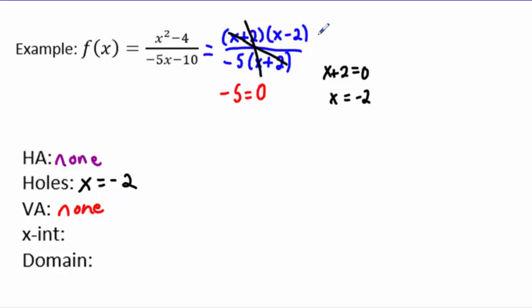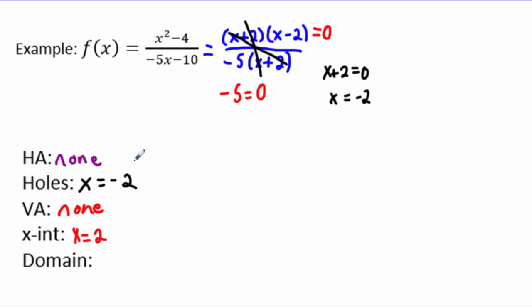Our x-intercept comes from where the top equals 0. And again, we're not going to worry about the x plus 2 part of that because we canceled it out. Just the x minus 2 equals 0 is what we care about, and so that is positive 2. That's where our x-intercept is.